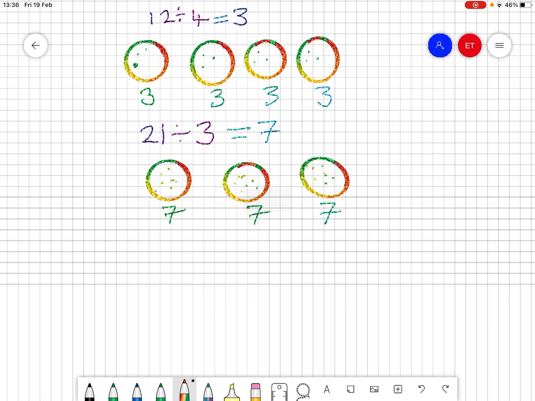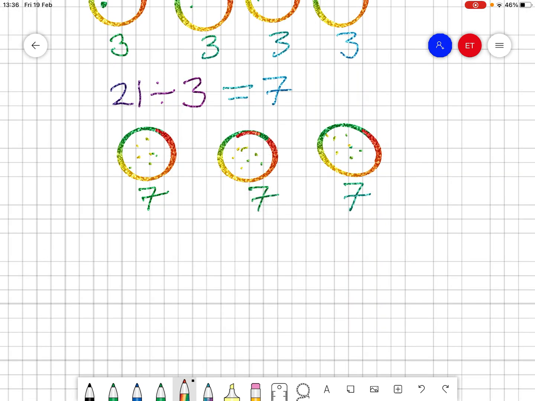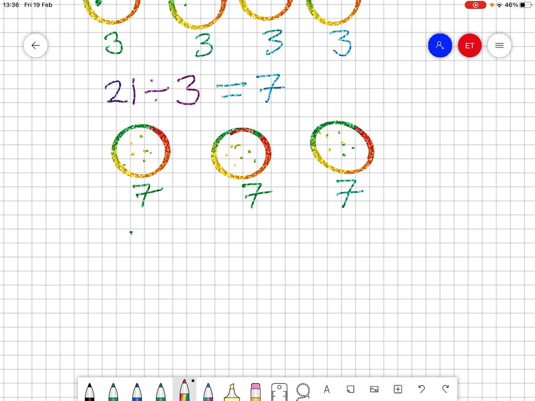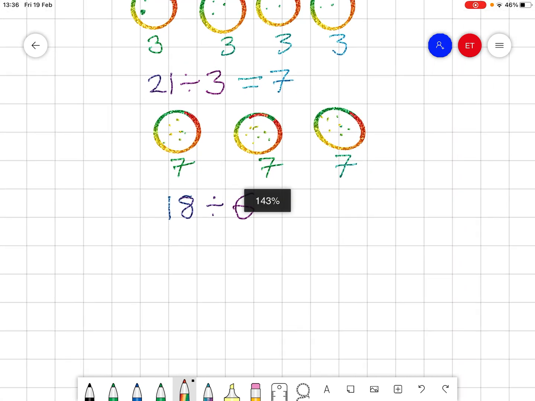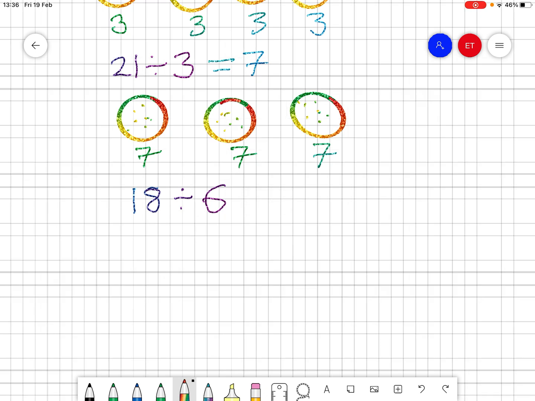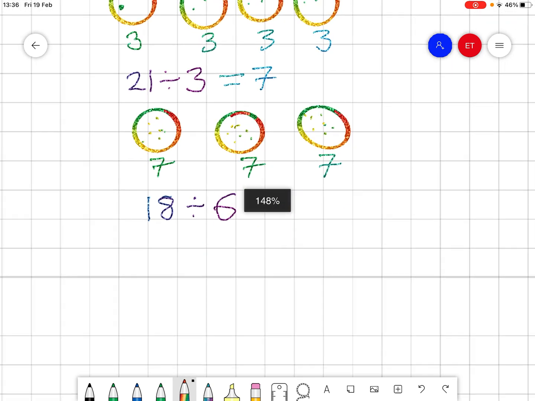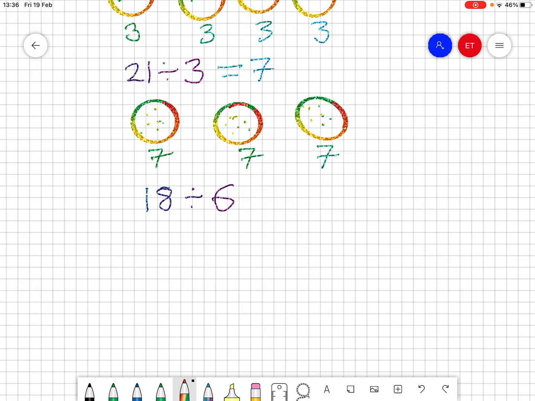So I'm going to do one more, but I would like it if you did it along with me. So let's this time do 18 divided by 6, okay? So pause this video now and see if you can use the equal group strategy to work out the answer. So let's see what you got. So let's say it was 18 chocolate buttons shared with 6 people.